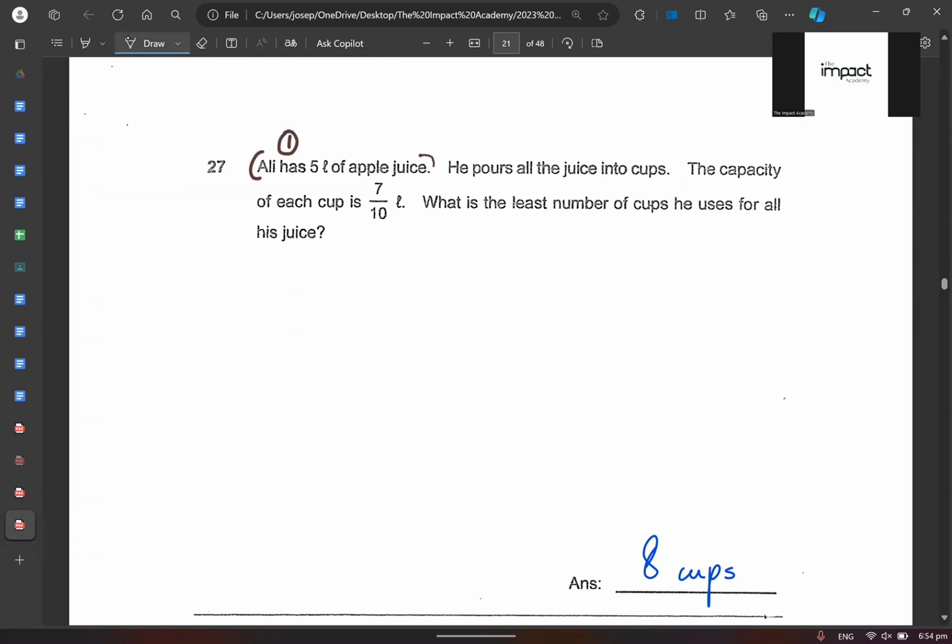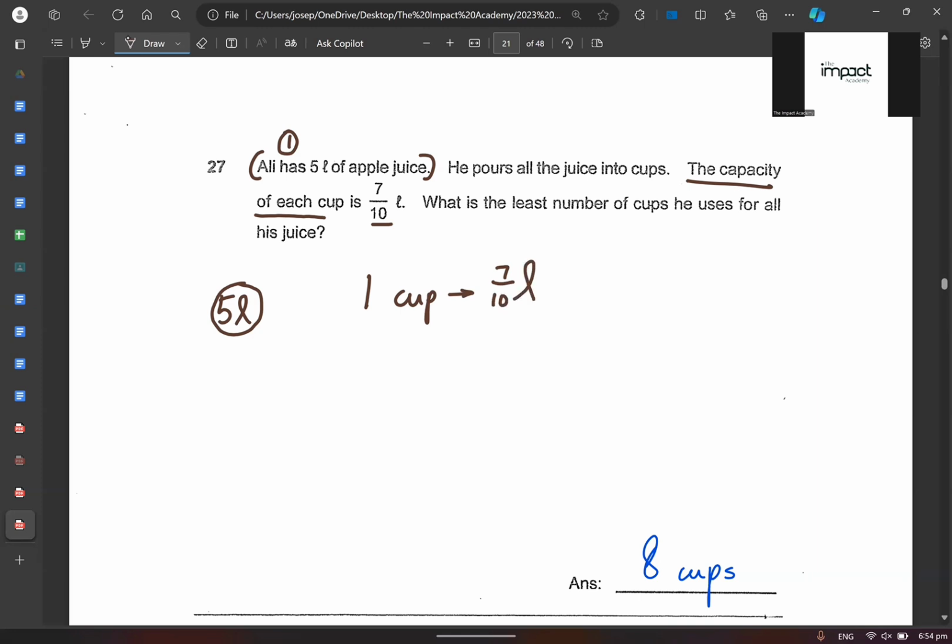First sentence, okay? Ari has how many liters of apple juice? 5. That is the total. This is not 5 cups, this is 5 liters. He poured all the juice into cups. The capacity of each cup is what? 7 over 10 liters. So we know that 1 cup can hold 7 over 10 liters.